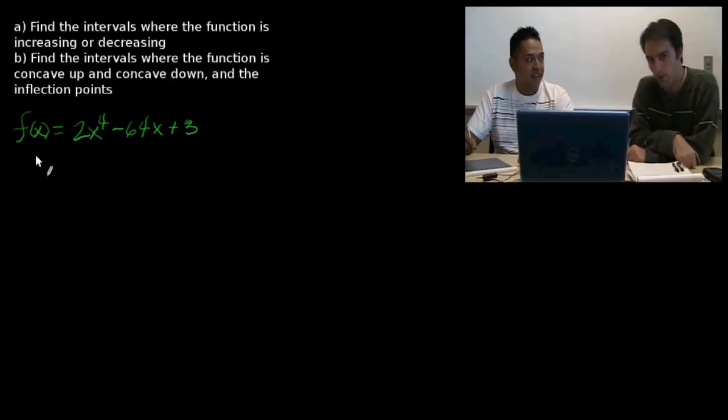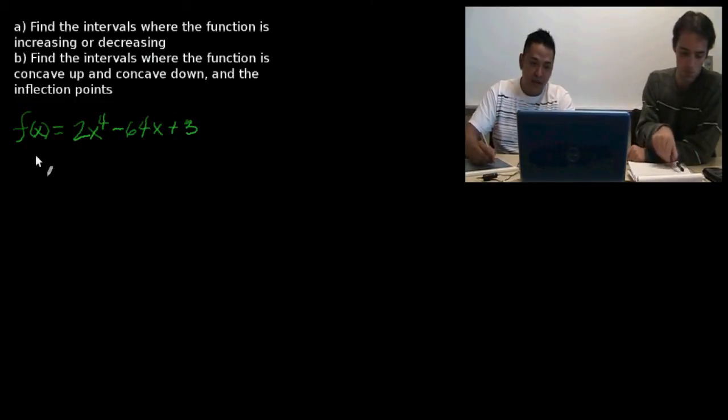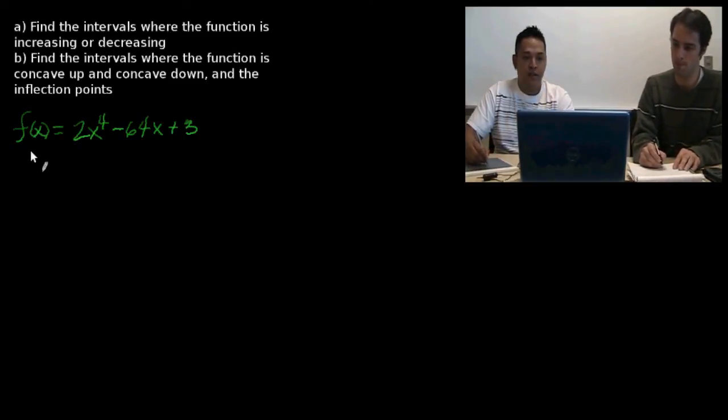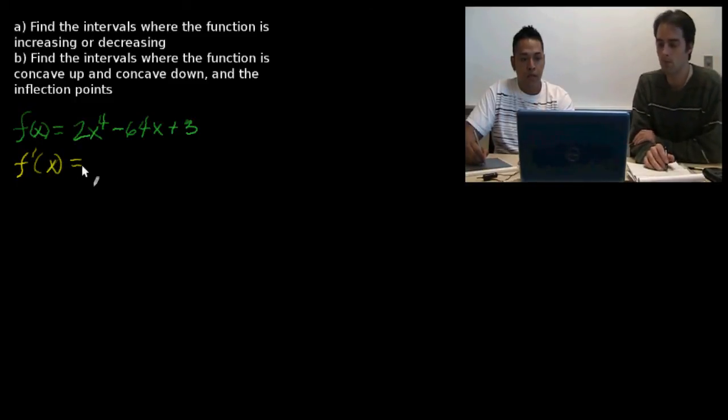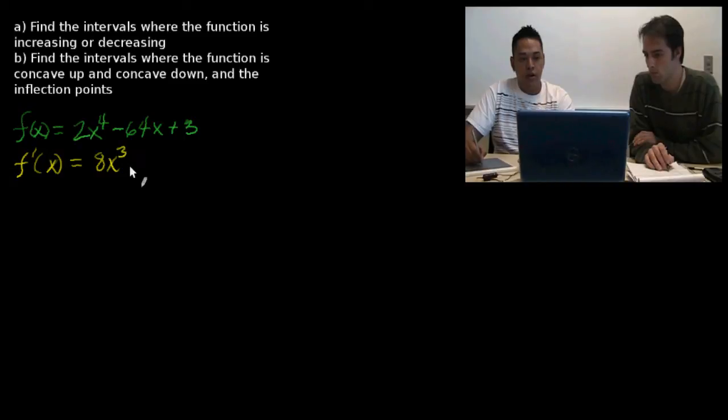Today we're going to find where a function is increasing and decreasing, as well as where it's concave up, concave down, and the points of inflection. So that means that we need to take the first derivative of this function, which would be f prime of x is equal to 8x to the third minus 64.